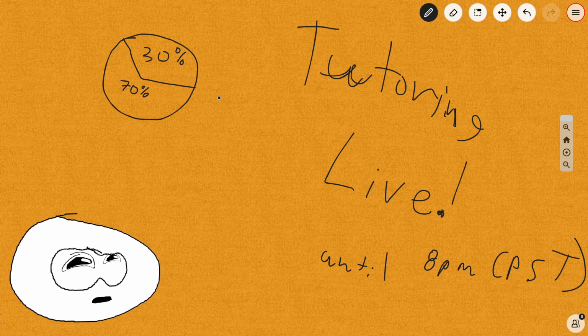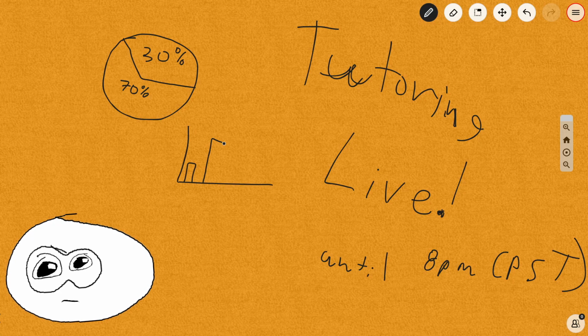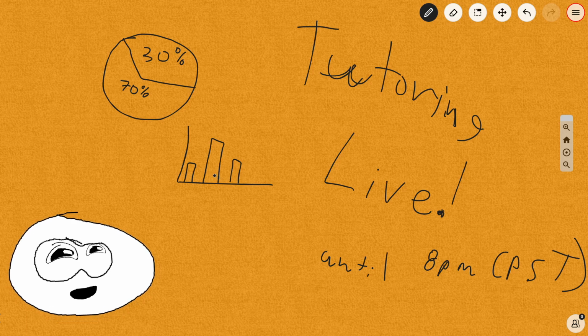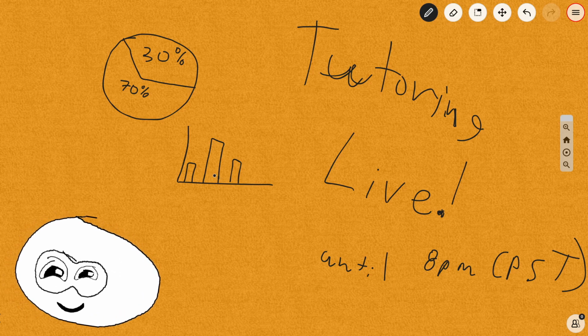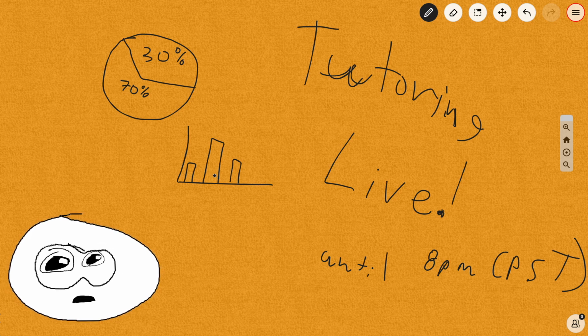Things like pie charts, things like graphs, right? When will I ever need to know this stuff? It's all just math, it's just numbers. Well, when it comes to budgeting, these are visual aids to show how money is spent.